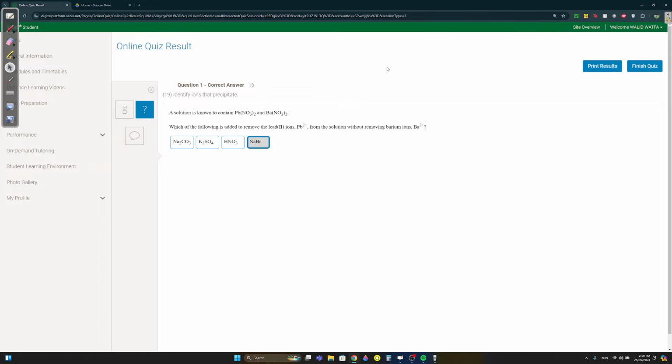Chapter 2, Level M Chemistry. This is about all the tests and solubility rules. Let's start.